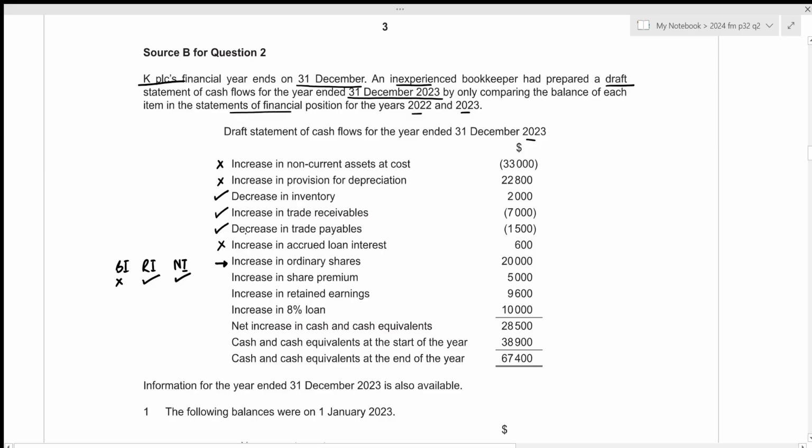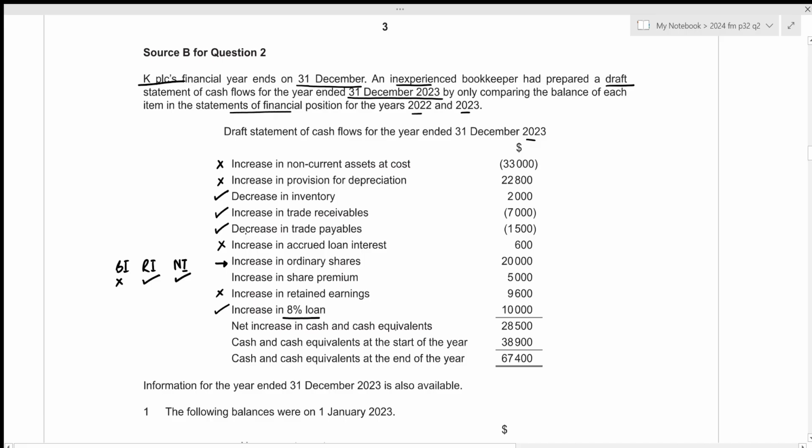Then we have the increase in retained earnings. Remember, we do not need to include this. We would rather include the profit from operations within our operating activities section. So this is incorrect. Then we have increase in 8% loan. So the increase in loan just means that we have now issued additional loan of 10,000. This will result in additional cash inflow for the business. So we do need to include it, but we can maybe change the heading under which we can include this within the financing activities section.